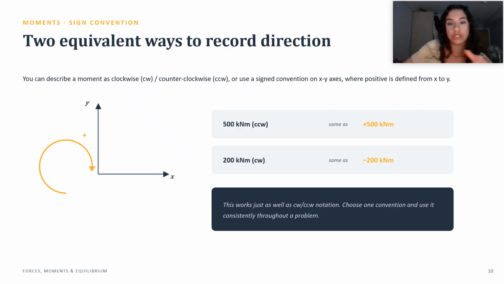Now, 500 kilonewton meters counterclockwise is the same as 500 kilonewton meters if you're taking counterclockwise to be positive. So it depends on what you're taking, positive or negative. You can choose one convention and use it consistently through a problem. Counterclockwise could be positive or negative, and then the other one will be the opposite sign.